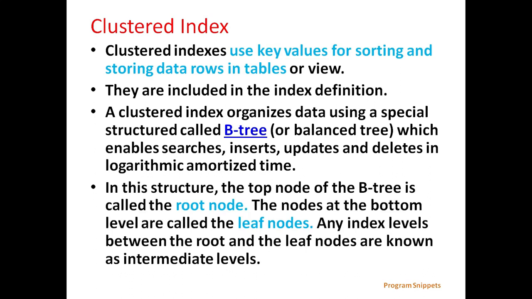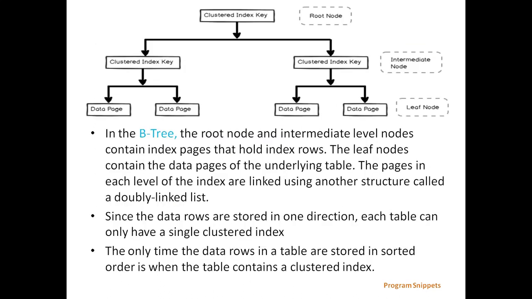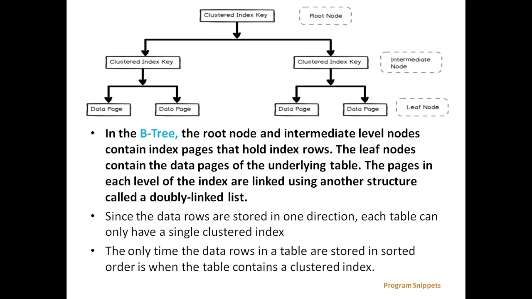deletes. In this structure, the top node of the B-tree is called the root node. The nodes at the bottom level are called leaf nodes. Any index levels between the root and the leaf nodes are known as intermediate levels. In the B-tree, the root node and intermediate level nodes contain index pages that hold index rows. The leaf nodes contain the data pages of the underlying table.